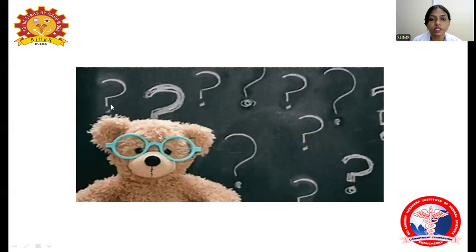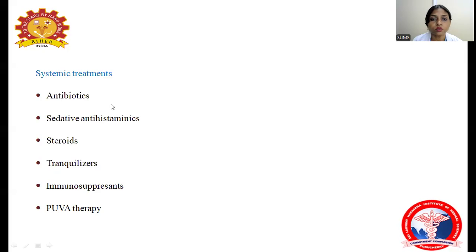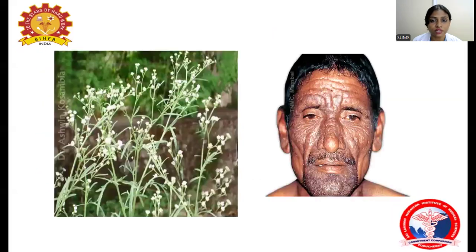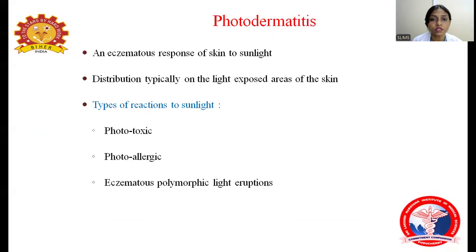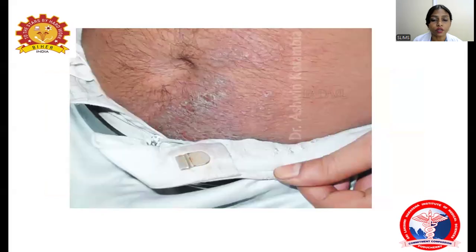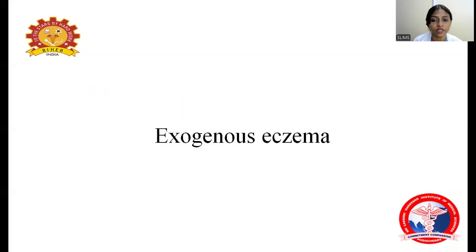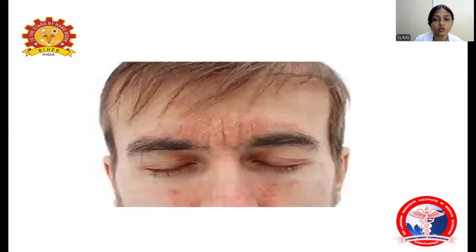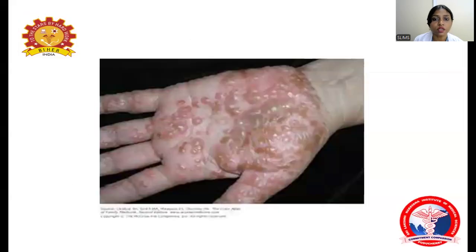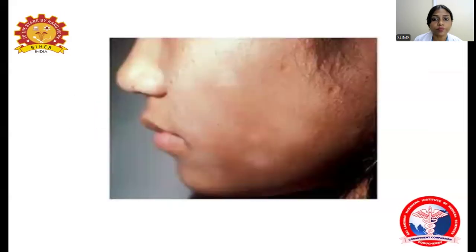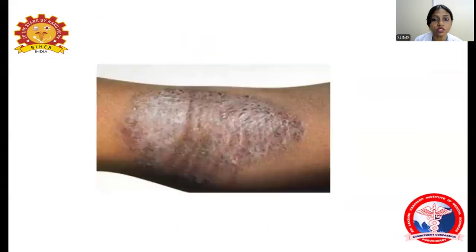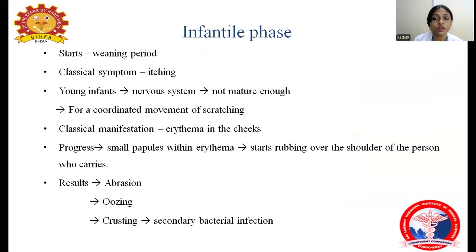So we have reached the end of the class. I would like to give a quick revision of all those things which we came through in this class. Eczema is a term which means to boil over in Greek. There are two types of eczemas: exogenous and endogenous eczemas. There are a few differences between exogenous and endogenous eczemas.